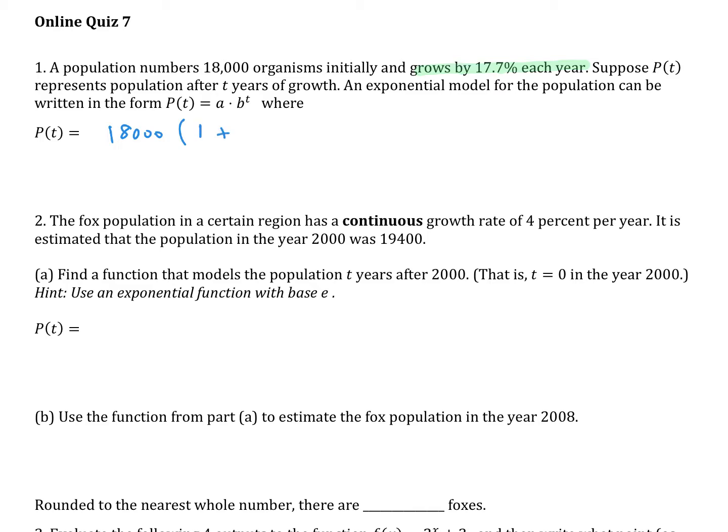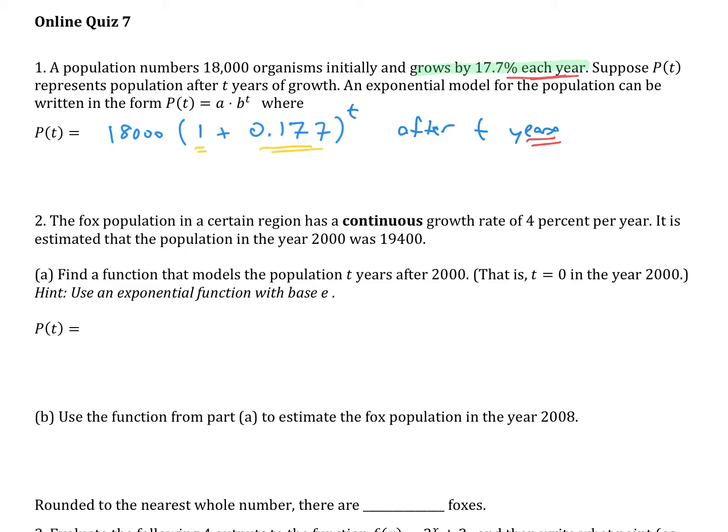times 1 plus the growth rate. So we convert that to decimal. If I could write clearly, 0.177. So remember the 1 plus here is basically saying that we keep the amount we had and we add on 17.7%. So 1 plus 0.177, and then that's raised to the t power. And that will be how much we have after t years. And once again, the reason I know it's years is because I'm told that that's the growth rate per year.